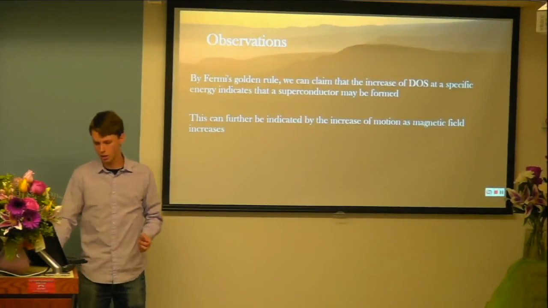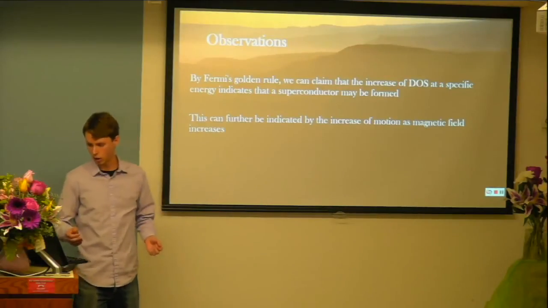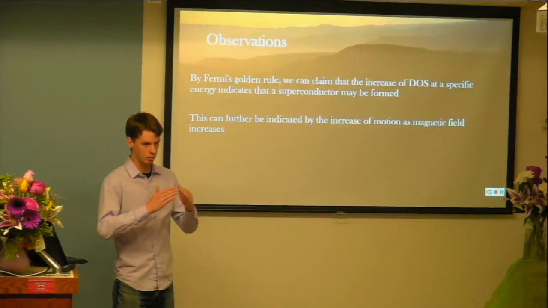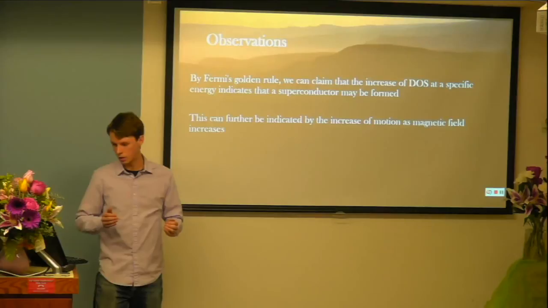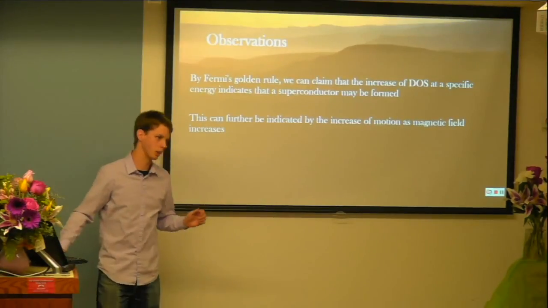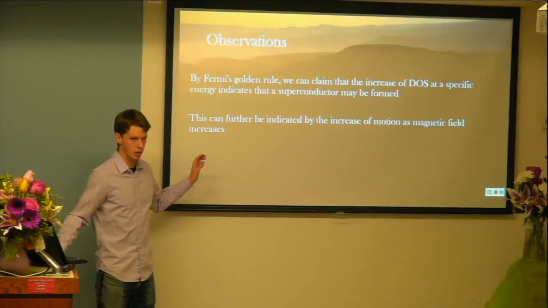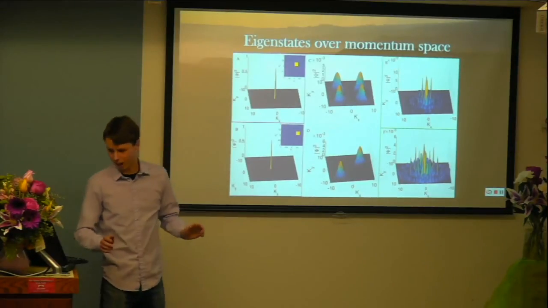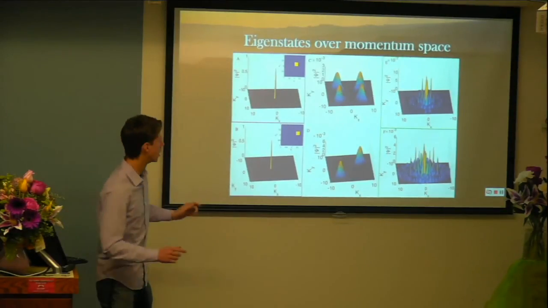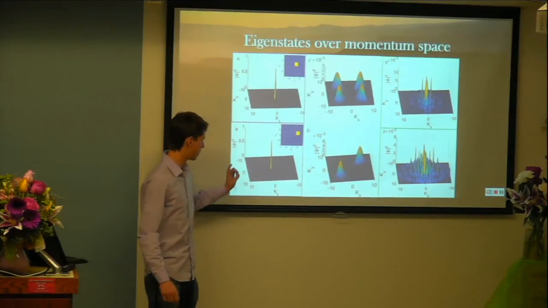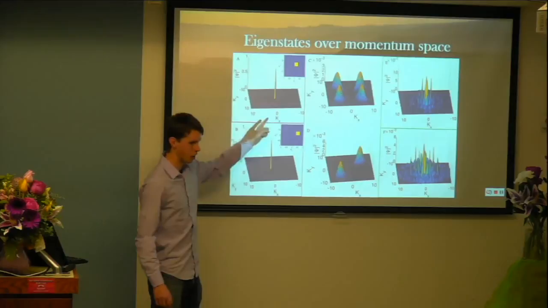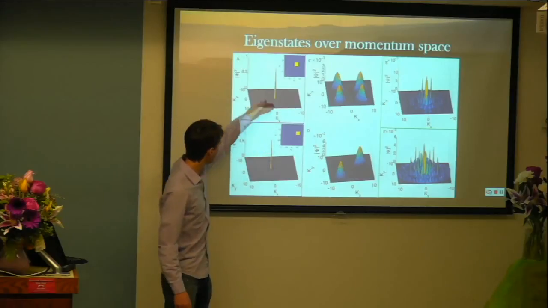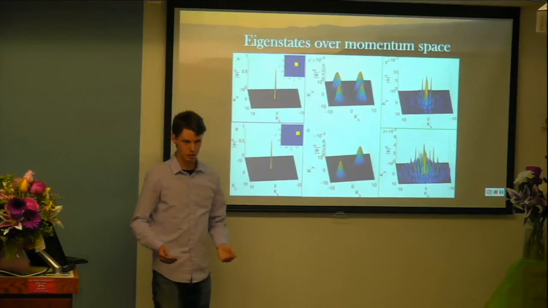Okay, so some observations that could be made here again by Fermi's golden rule. We can claim that as density of states increases at one specific energy, you could maybe see a superconductor being formed. And further indication of this was found when looking at the eigenstates found through this experimentation. I'm not going to show all of them because there's a lot, but I picked a specific few. So when the B field is zero, I believe this is the first eigenstate and the third one, according to our graphs on an earlier slide. There's relatively little to see here, which indicates there's little motion.